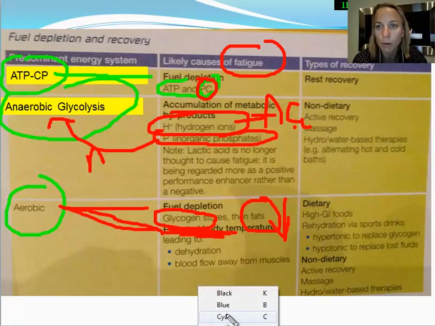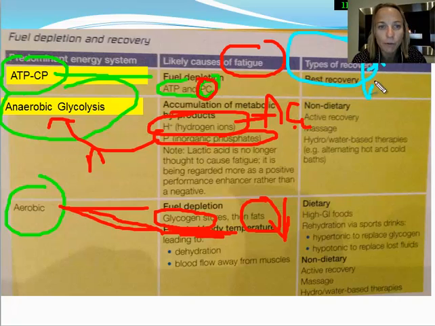And here, let's go back to green. Or what about purple? So recovery. So we have a passive for our ATP-CP system. For anaerobic glycolysis, we want to promote blood flow. So we do this with either active recovery, we do it with massaging the muscles, keeping blood flow moving, or use water, use hot baths or contrast therapy to promote blood flow.